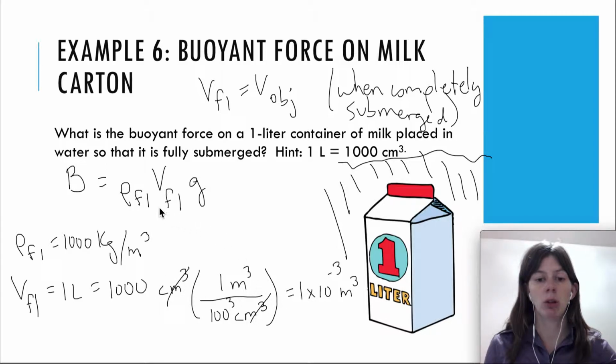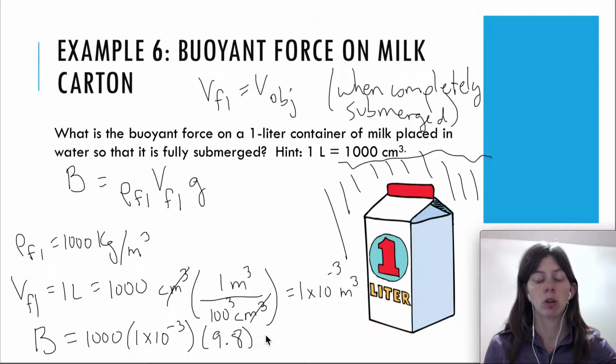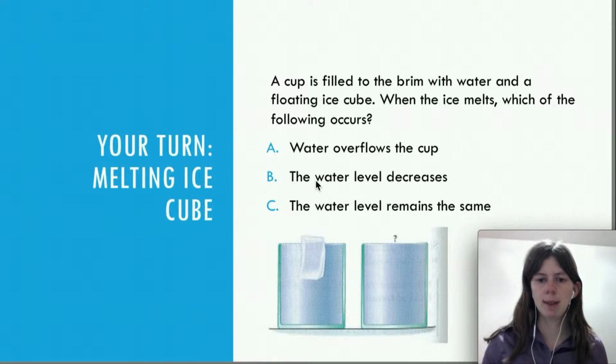And now we're ready to plug in our numbers. The buoyant force on this milk carton is going to be 1,000 times 1 over 1,000, that's what 1 times 10 to negative 3 is, times g, which is 9.8. So our buoyant force will be 9.8 newtons. So this was just an exercise in being able to plug in the numbers to actually get a number for that buoyant force. Let's take a look at this question.